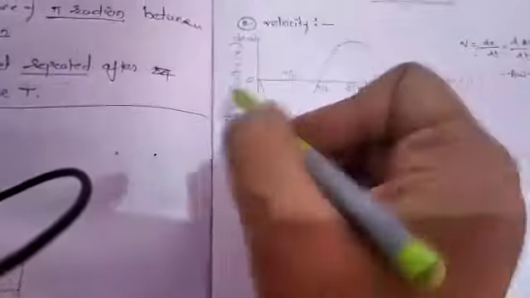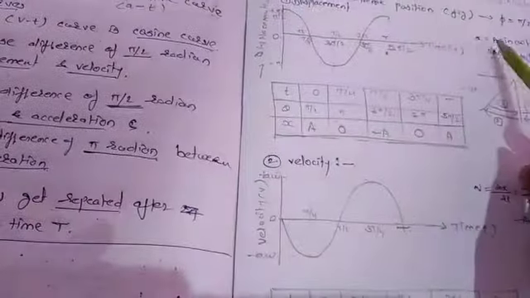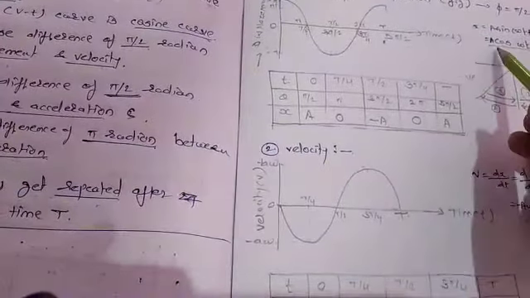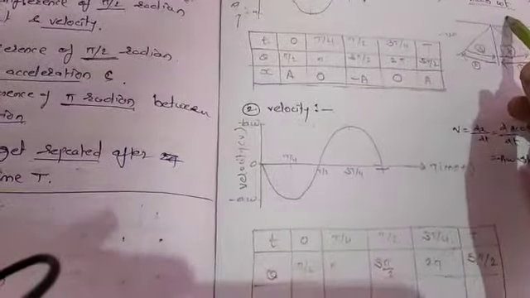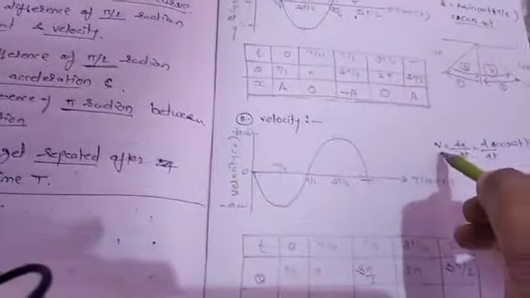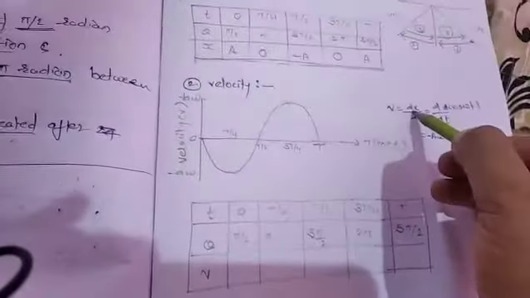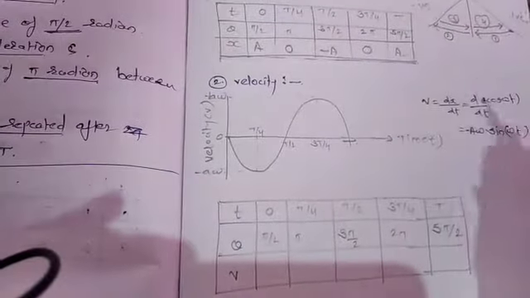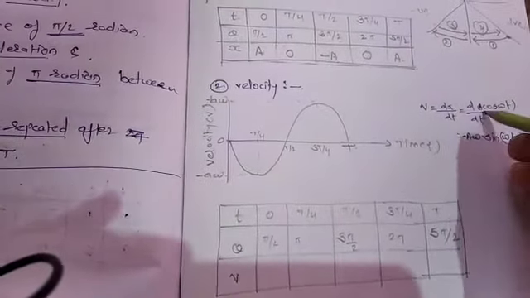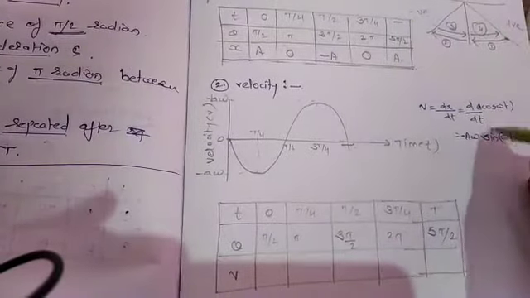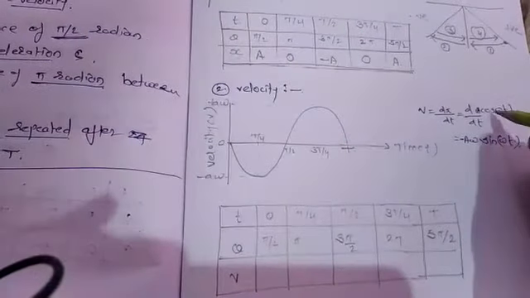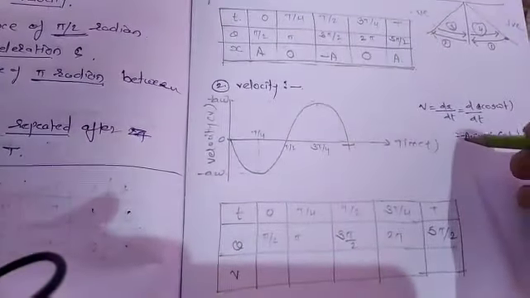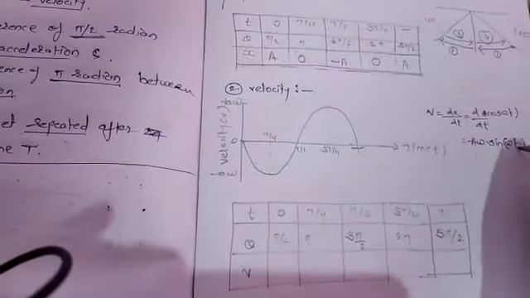Then next we'll see the velocity time graph, that is the velocity and time. We have the equation x is equal to a sin of omega t plus phi, that is a cos of omega t for the displacement. For velocity we have v is equal to dx by dt, displacement with respect to time. So differentiating this equation, d by dt of a cos omega t, the derivative of cos is minus sine, so we can write here minus a omega sin omega t.